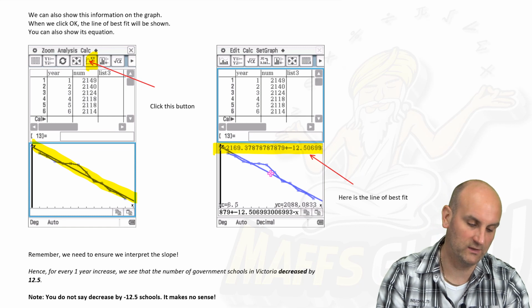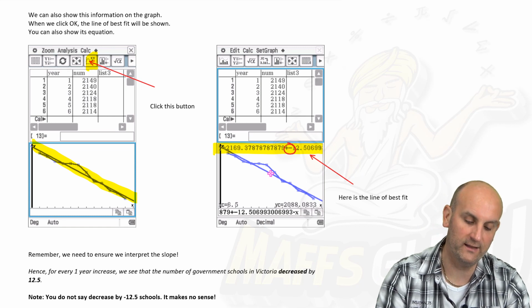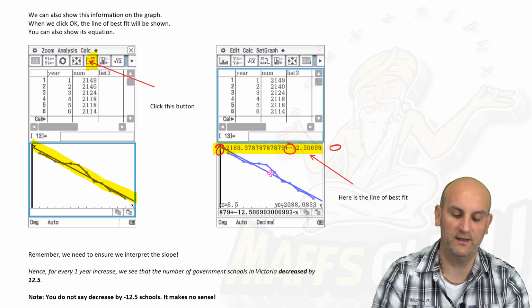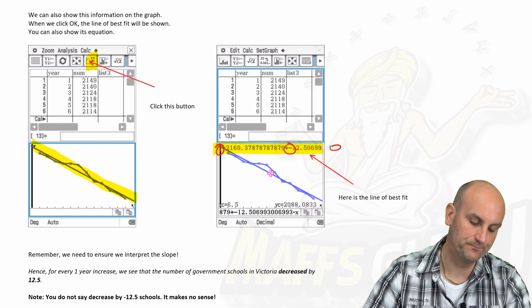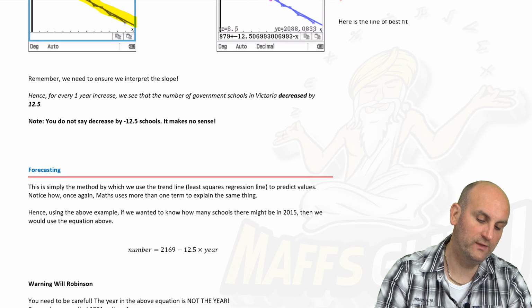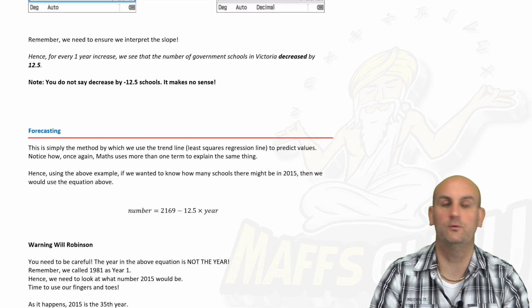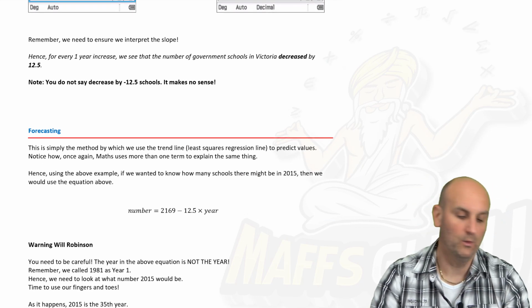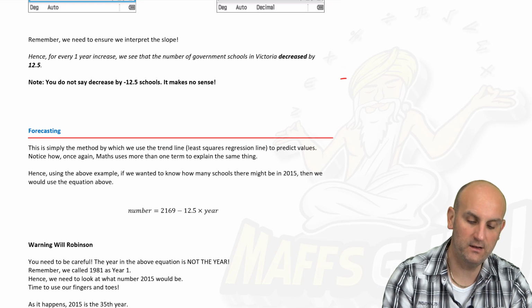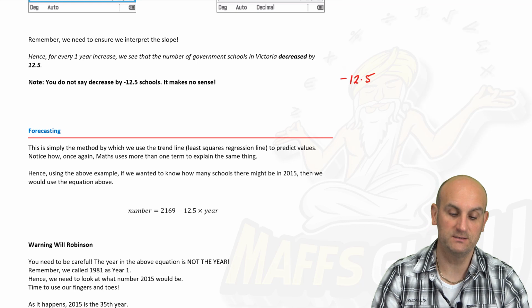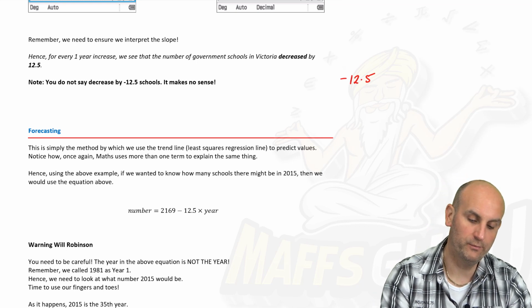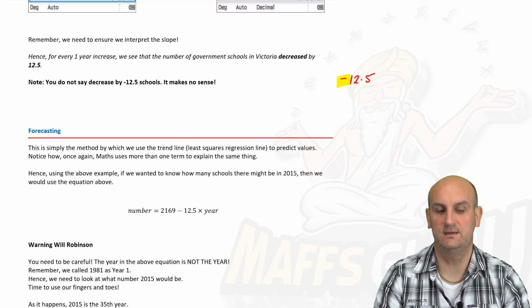Don't get tricked with things like the plus and the minus. Don't put that. And remember to swap out your values of X and Y for number and year. Now, remember, whenever we do this type of stuff, we have to ensure we interpret the slope. We knew the slope was minus 12.5. We got that data from my calculator. So now we interpret it. Don't put the minus sign, just use the word decrease.